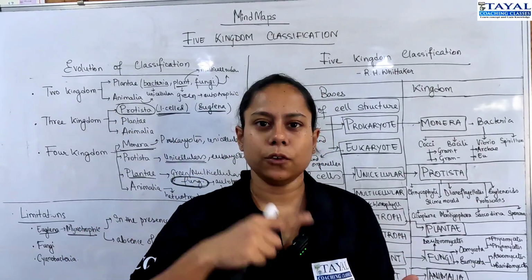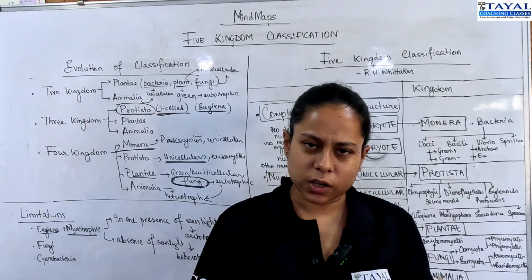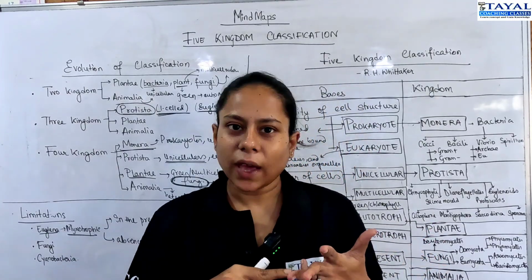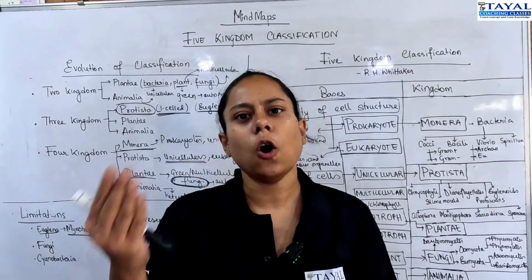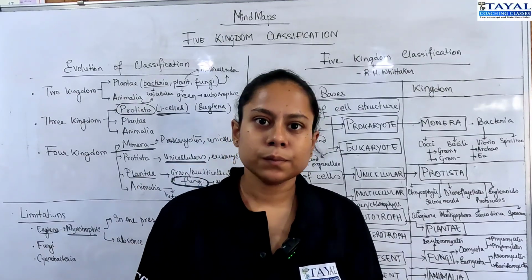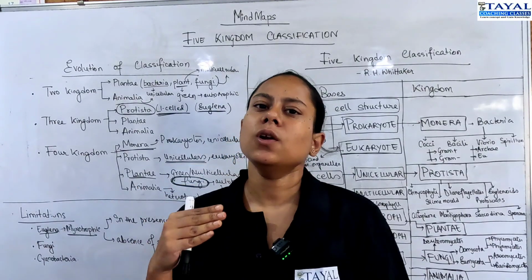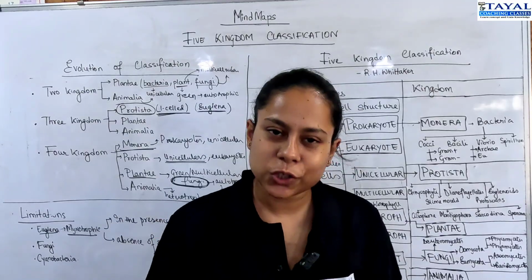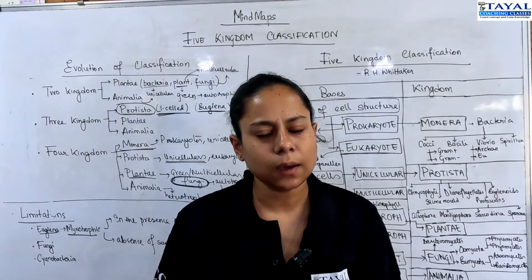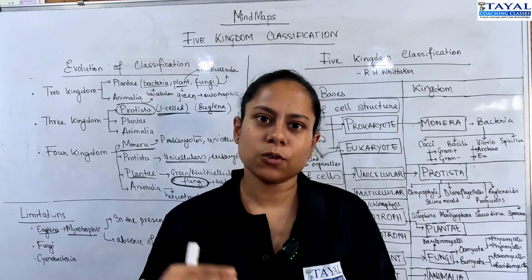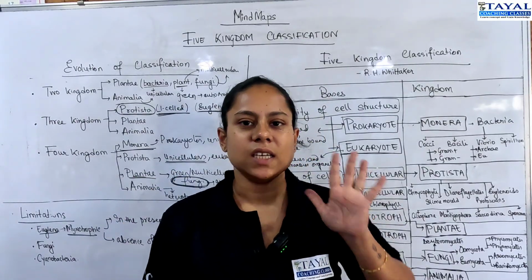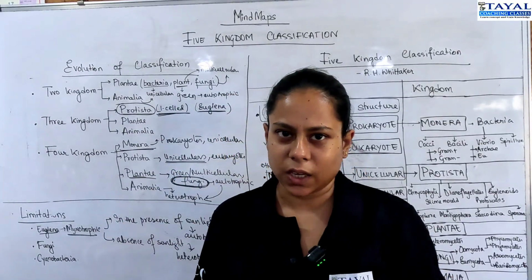So one step better, eukaryotic still unicellular, Protista. Eukaryotic obviously now onwards all will be eukaryotic, multicellular autotrophic, Plantae. Multicellular eukaryotic heterotrophic with cell wall, Fungi. Eukaryotic multicellular heterotrophic without cell wall, Animalia. So you have your 5 classifications.